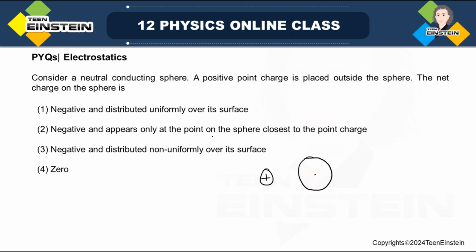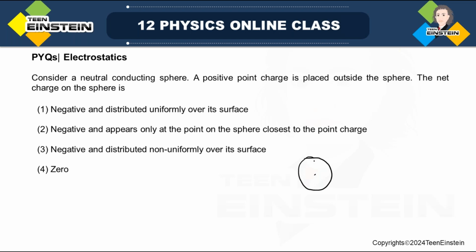Negative and appears only at the point on the sphere closest to the point charge. That means it is saying whether it will be just negative charge here, or there will be negative charge all over the sphere, and negative and distributed non-uniformly over the surface, and 0. So look here, before I answer, let me tell you the concept over here.